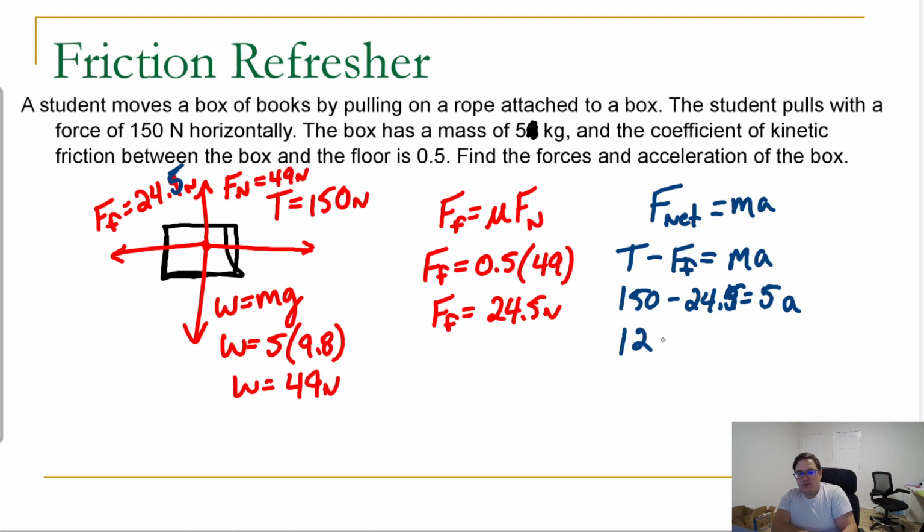So 125.5 equals 5a. Divide both sides by 5. We get acceleration to be, let me think, mental math, 25.1 meters per second squared.